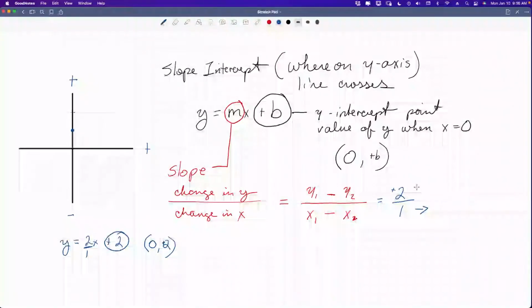If it's positive, this moves up. If it is negative, it goes down. But x is always to the right. So because this is positive, this went up 2 spaces. Now we're going to go to the right 1 space. So we went up 2 spaces on the y-axis, over 1 space on the x-axis. So up and down is y, and to the right is x. So positive 2, positive 1.